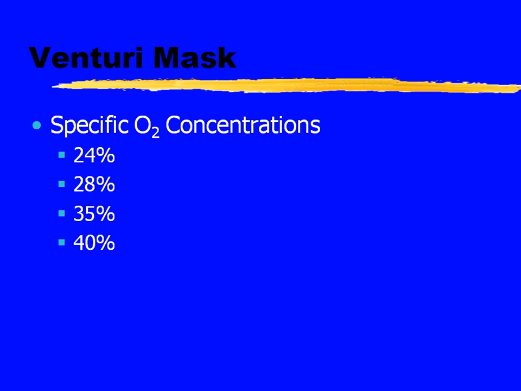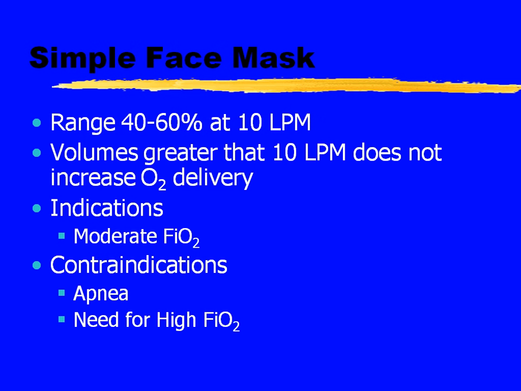So Venturi mask. You don't see much of those, mostly on trach patients. You can just set specific concentrations, and that's all it is. Simple face mask. Once in a while you see those pop up, 60 to 40, 10 liters per minute. Again, right tool, right job. We need just something a little bit moderate, so give them a simple face mask.